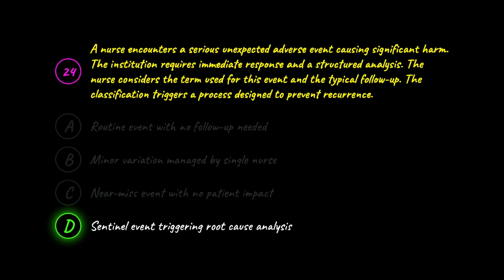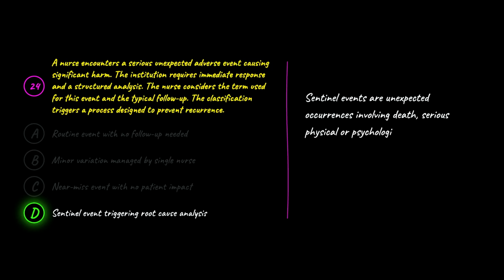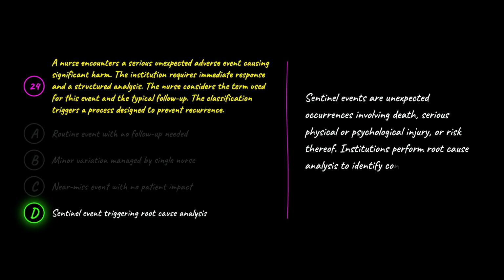The correct answer is D. Sentinel event triggering root cause analysis. D is correct because sentinel events are unexpected occurrences involving death, serious physical or psychological injury, or risk thereof. Institutions perform root cause analysis to identify contributing factors and implement corrective actions that prevent similar events in the future across the system.